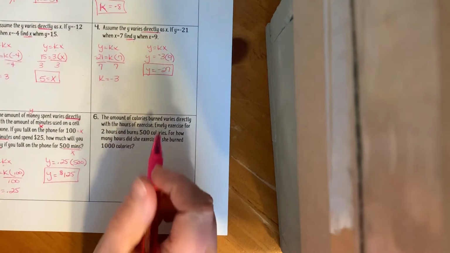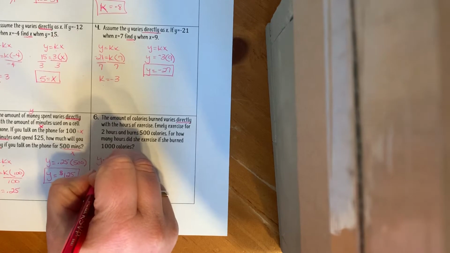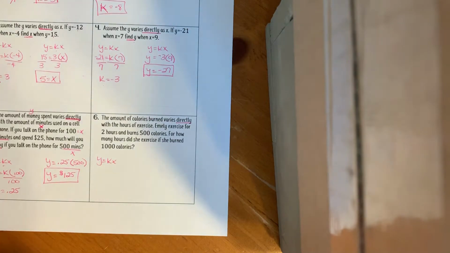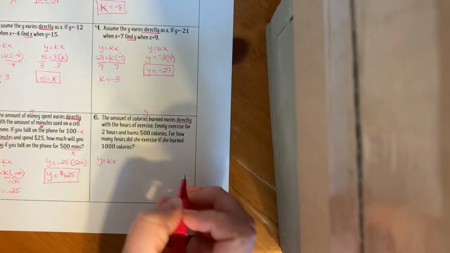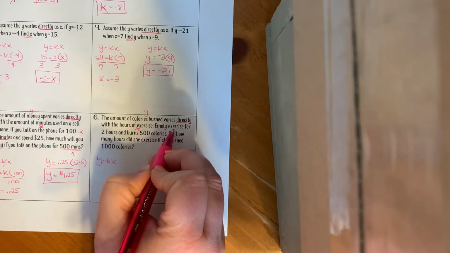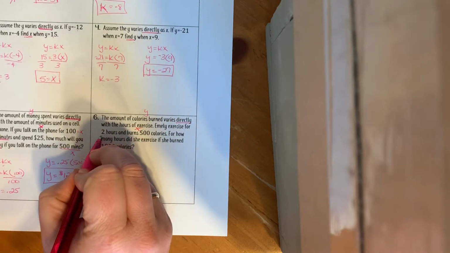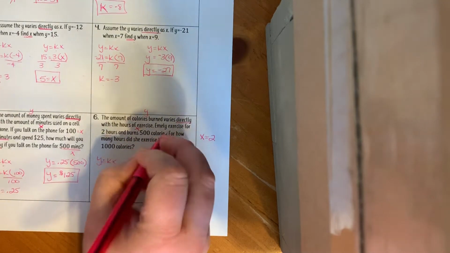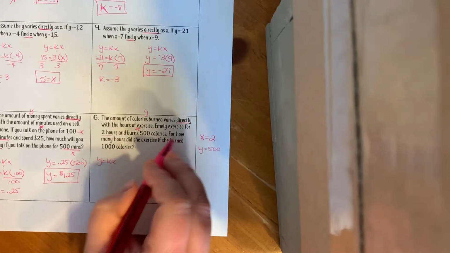Okay, looking at number 6. The amount of calories burned varies directly. So that means we're going to use y equals kx with the hours of exercise. So now first we have to determine what's our y, what's our x. Y always comes first. So the amount of calories burned, calories is going to be y, with the hours of exercise. Exercise is going to be x. So Emily exercises for 2 hours. Exercise, x. So that means 2 is going to be our x. And burns 500 calories. Calories, y. So y is 500.